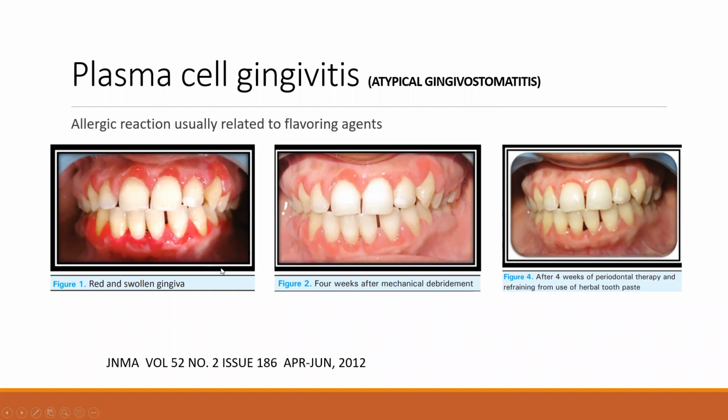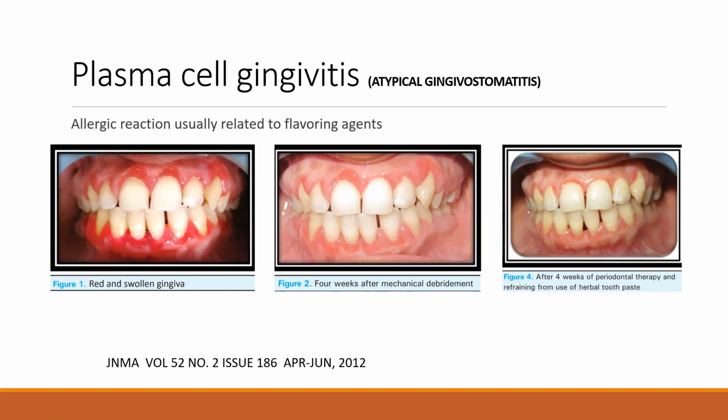And sometimes it can occur on repeated exposure and not the first exposure of the allergen. This is a classic case where red and swollen gingiva was seen as the patient changed the toothpaste and started using herbal toothpaste. So after some mechanical debridement and oral hygiene maintenance, this is the picture after 4 weeks of periodontal therapy and stoppage of the use of the herbal toothpaste.